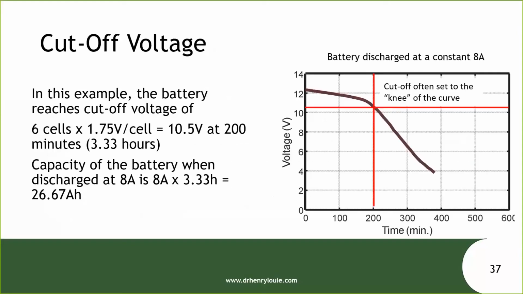Let me just show you how this might be done. You would take a new battery and connect it to a load which will draw a constant current. In this case, we took a battery and discharged it at 8 amps continuously, and then plotted the voltage versus time. You can see that this battery lasted close to 400 minutes before we were unable to get 8 amps out of it.